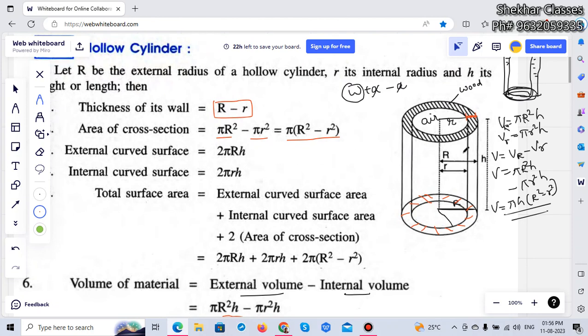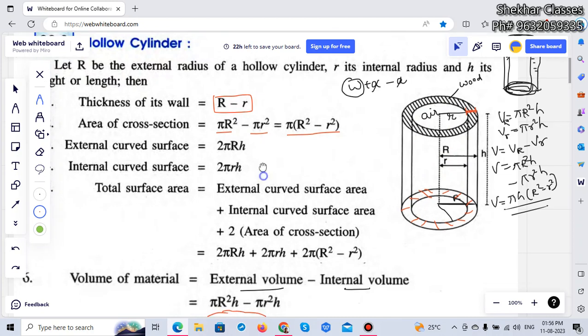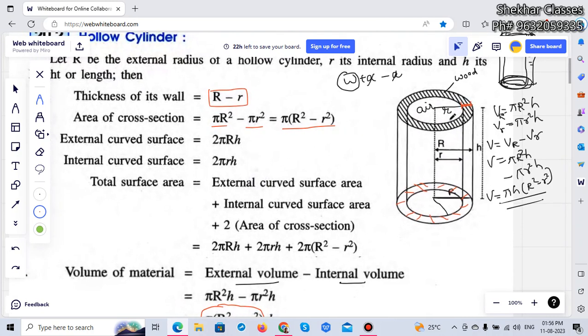External curved surface area means, if you have to find the external curved surface area, this surface area, then that will be using the external radius, which is 2 pi R h, right? If you have to find the inner surface area, this surface area inside it, you just look into it from inside, you will find this surface area. So that surface area can be found out by using the small r, so it will be 2 pi r h. Now total surface area is a big question, a good one.